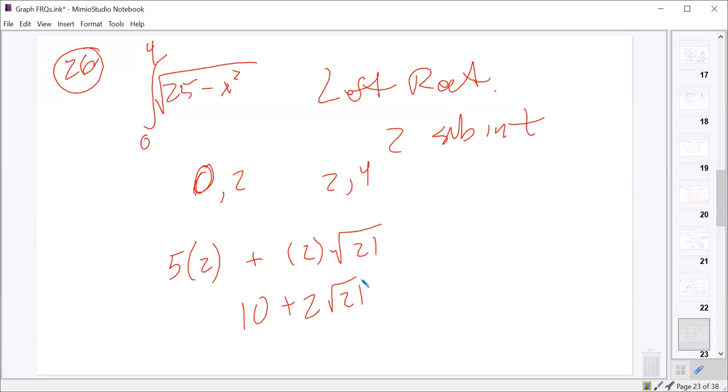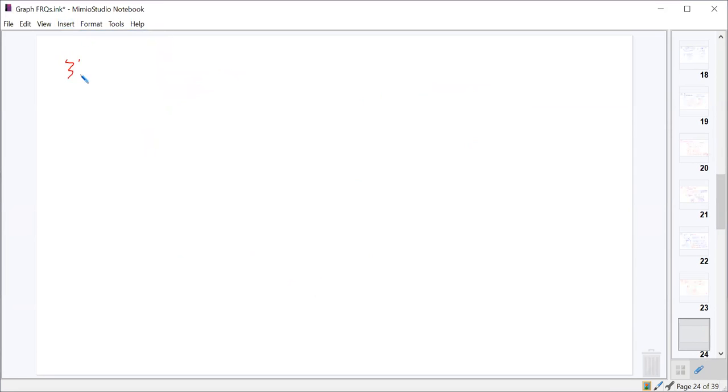Good or no? Just a left rectangular approximation. Any questions there on 26? All right, next one is 30.